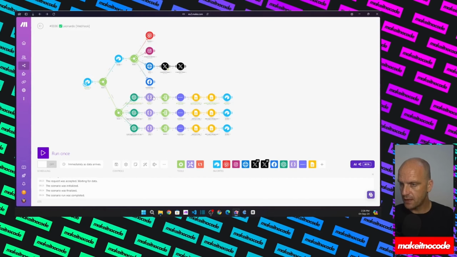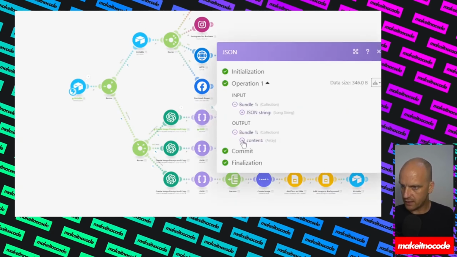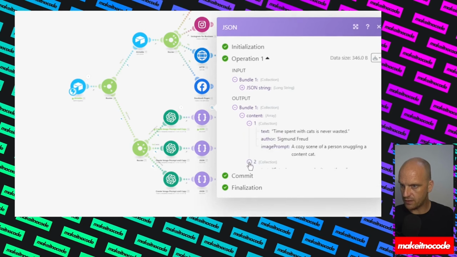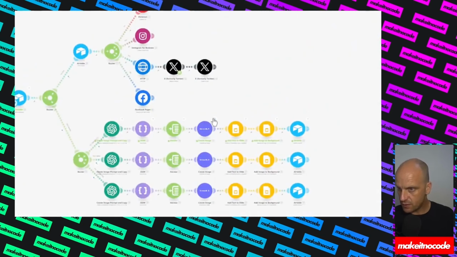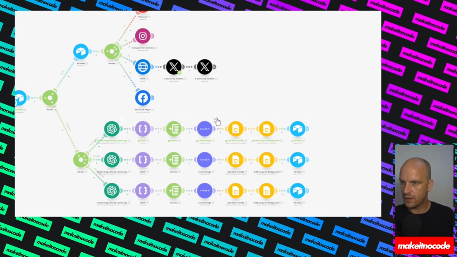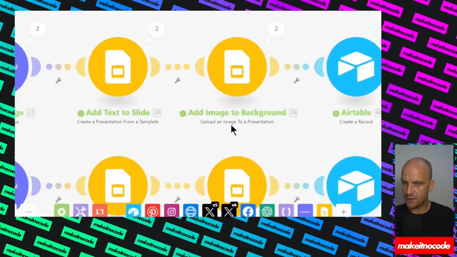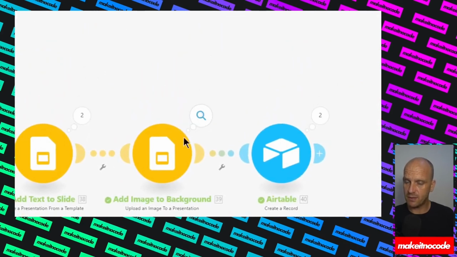It will run. Then I'm passing that JSON array. So it's out. We're getting content, and the content is content 1, content 2. This is why it's made 2 operations after the iterator. So we need to iterate through each output, and then we are generating an image. We're using Google Slides to add text to the image, and then we are replacing the image in the background and then updating our Airtable.